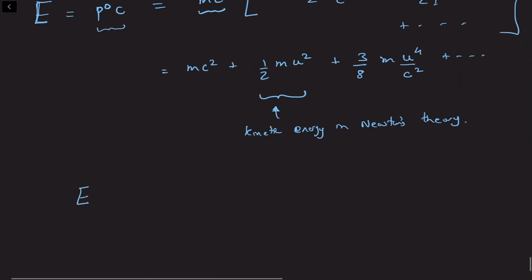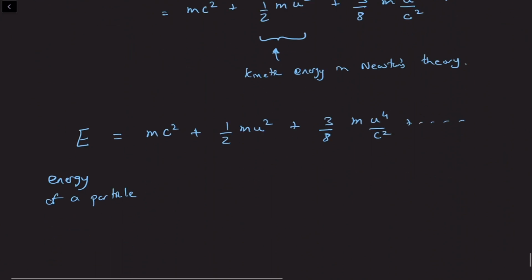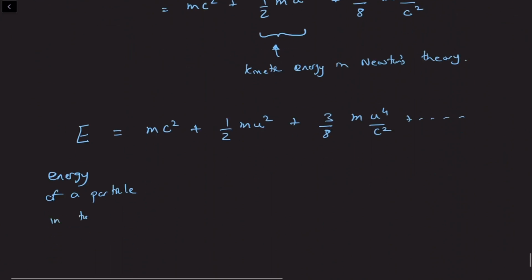So the energy of a particle in the absence of external forces is mc² plus ½ m u² plus 3/8 m u⁴ over c², plus so on. This is the energy of a particle in the absence of external forces.